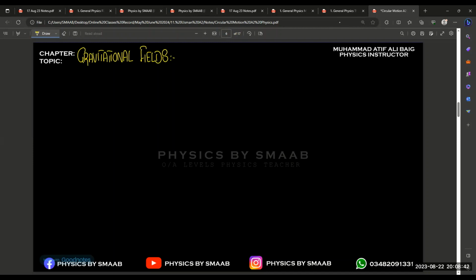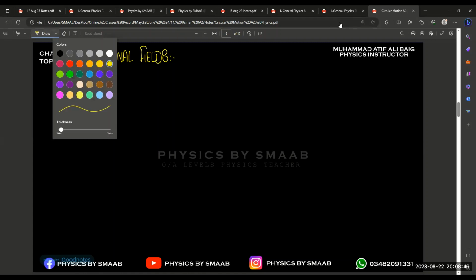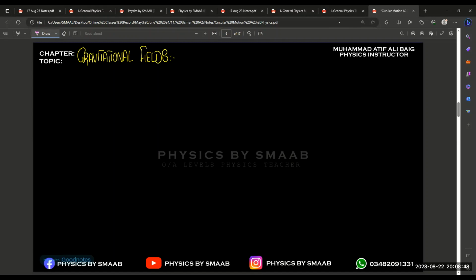And if we talk about the gravitational field, because the name of the chapter is gravitational field, first of all, we need to explain gravitational field, because they will definitely ask about the definition of gravitational field. We know it is just like the electric field, right? The region around a body where its mass experiences a force due to the gravitational attraction of another mass, right?